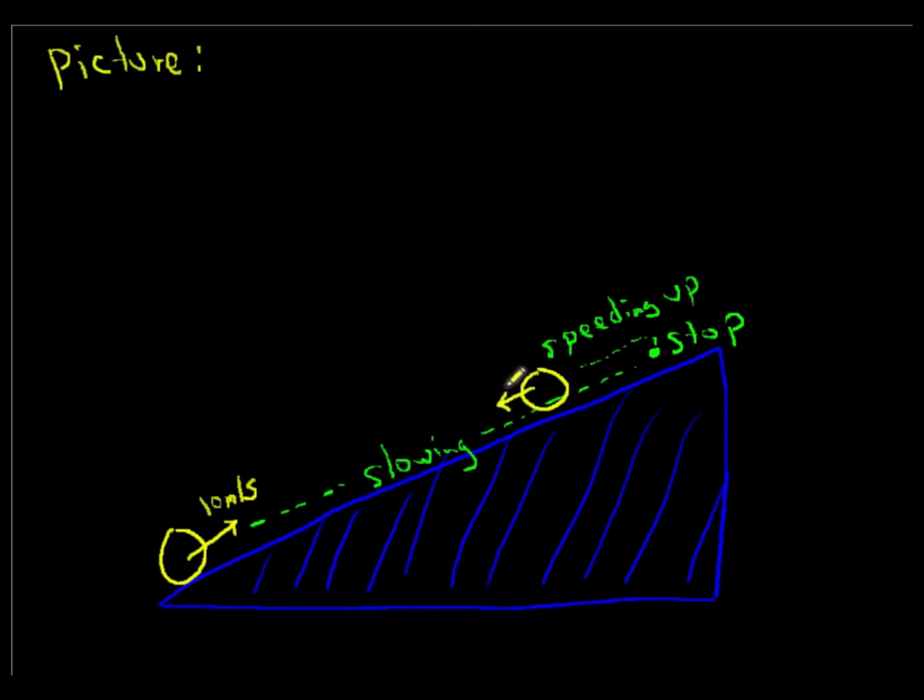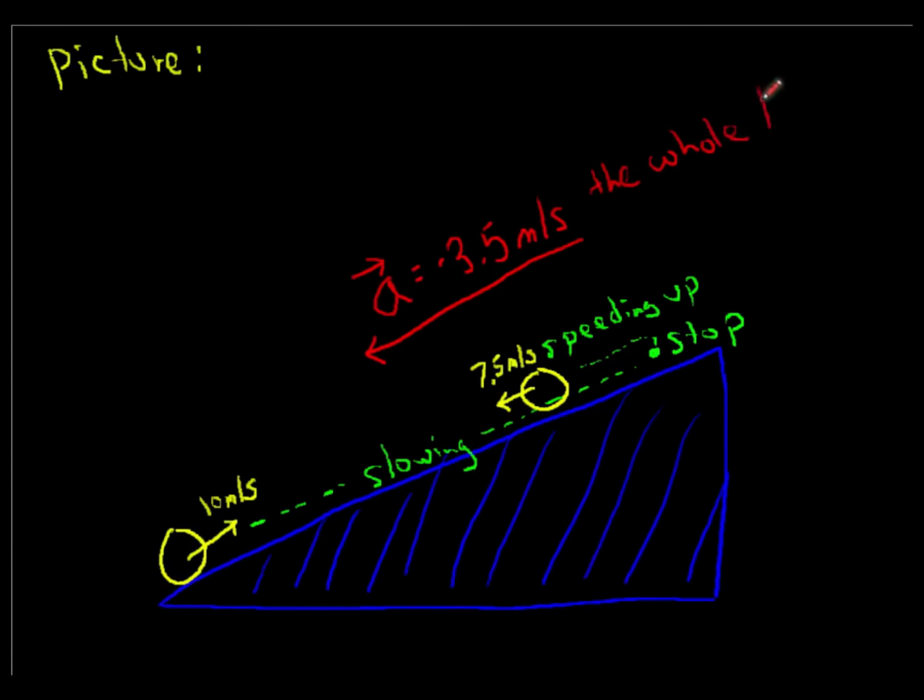Eventually, the ball reaches the speed where it's at 7.5 meters per second. Throughout all this, slowing down, stopping, and then speeding up again, the acceleration has been the same. It's always been a constant value of negative 3.5 meters per second squared. The whole time, the acceleration is constant.